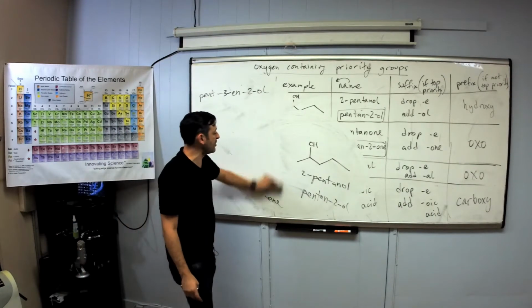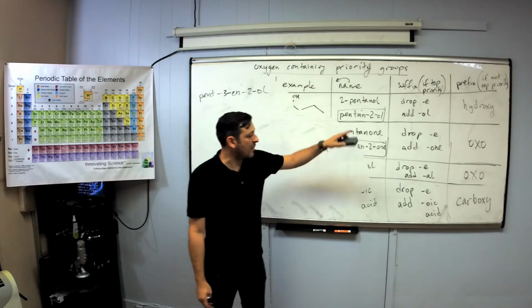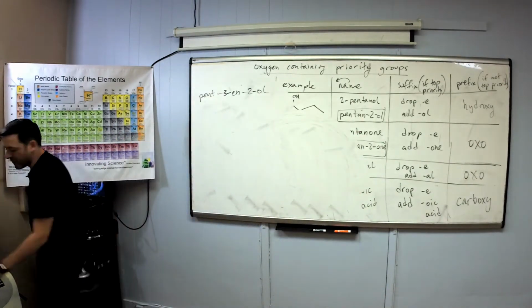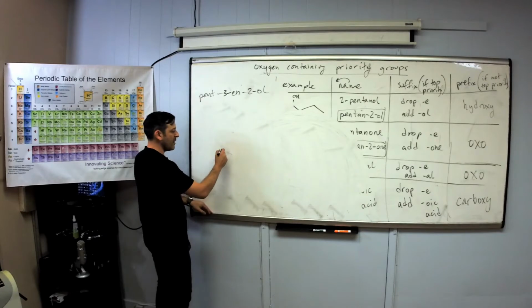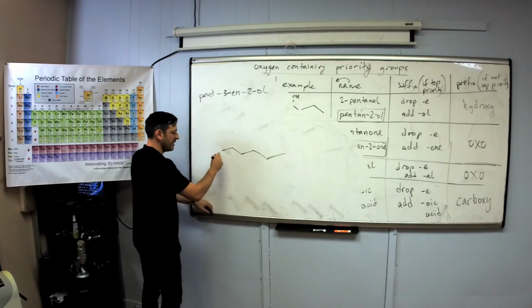There's only one possible other question you might have. How do I know oxo versus oxo? And then, of course, you could just practice this. But how do I know oxo versus oxo? Think of the name.